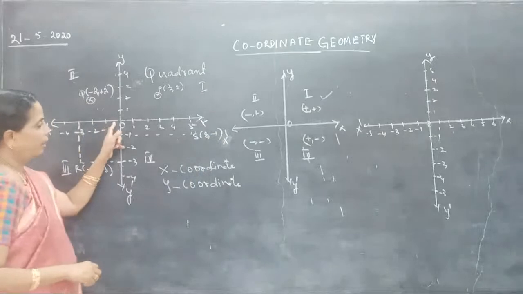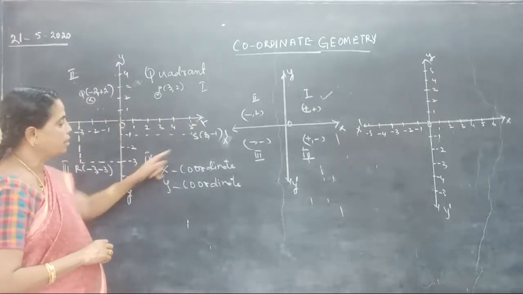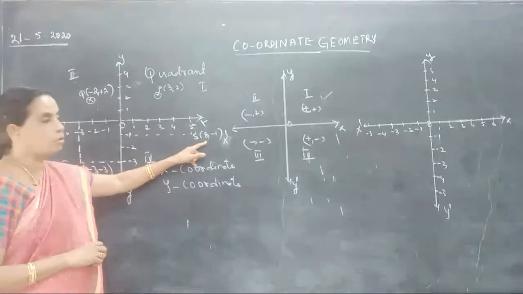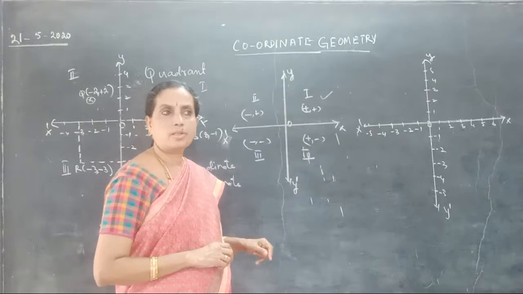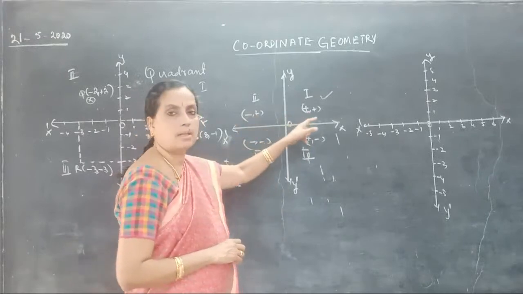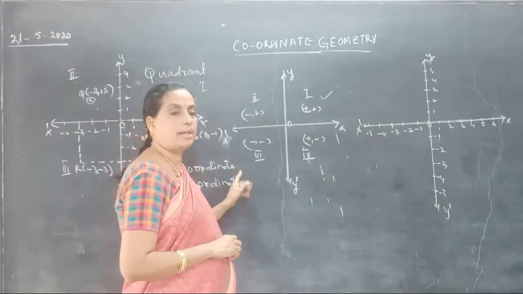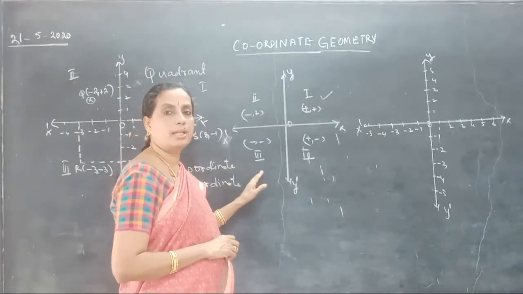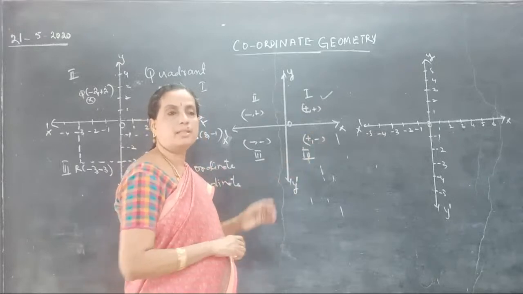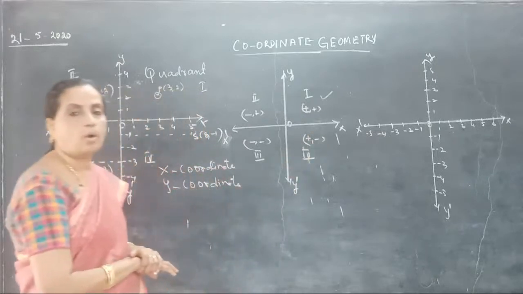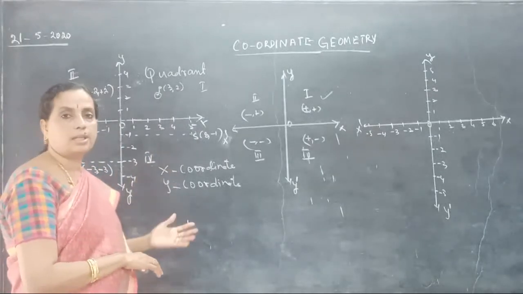So it is right side positive, down it is negative axis. So the sign on the fourth quadrant is plus minus. Sign on the first quadrant is plus plus, second quadrant is minus plus, third quadrant is minus minus, and the fourth quadrant is plus minus. Like this we place or locate the order pairs on a Cartesian plane.